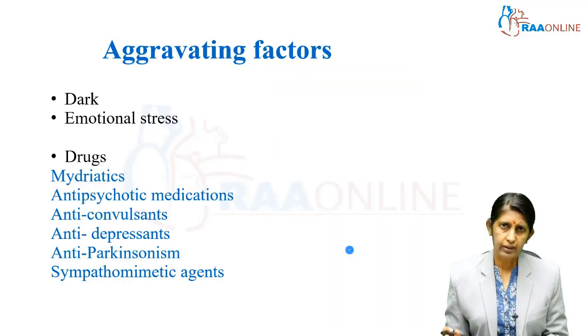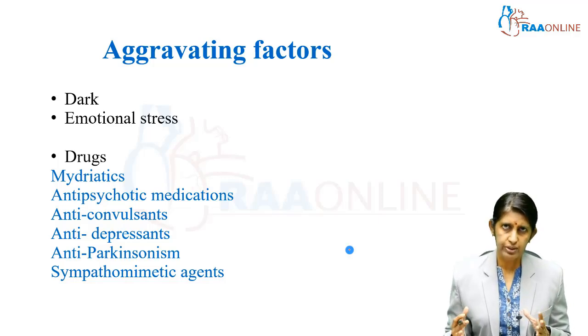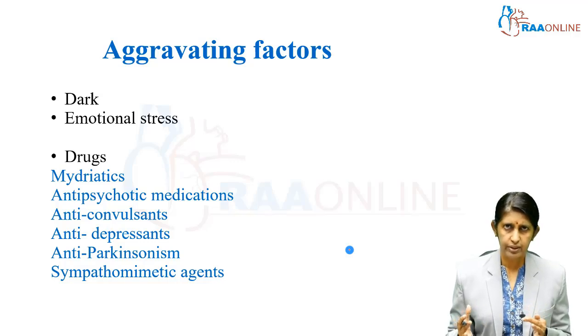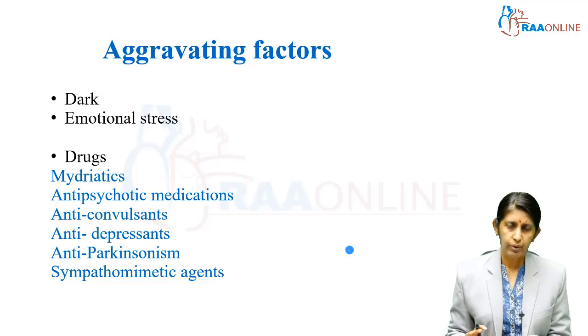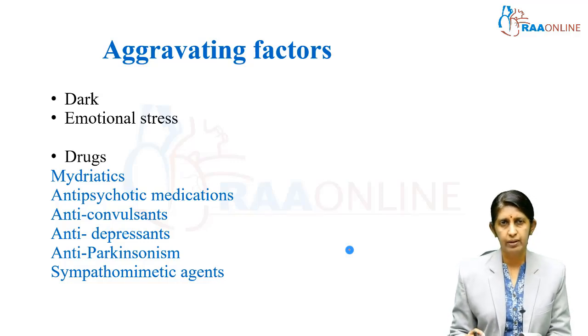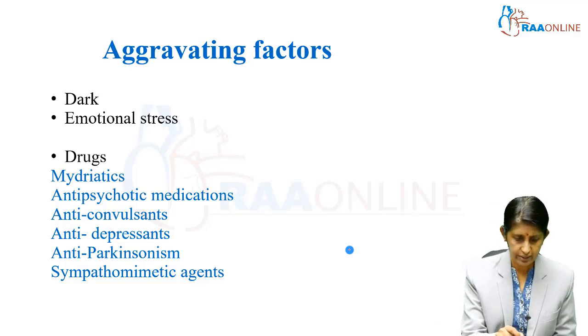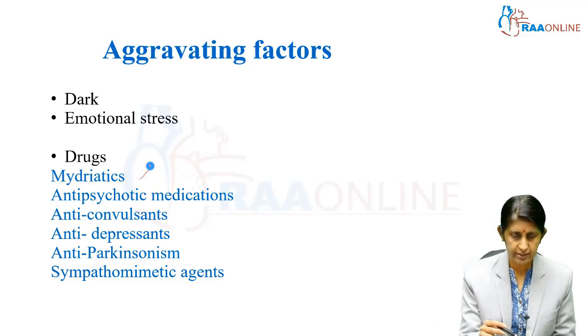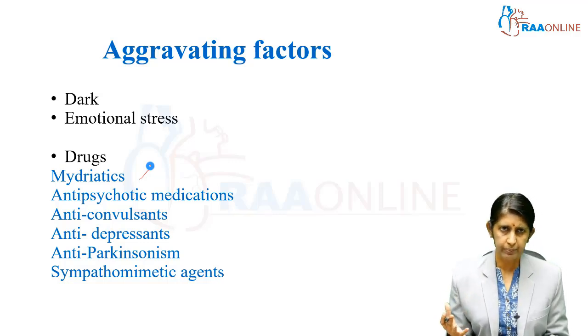So what are the aggravating factors for angle closure? Basically, it is mydriasis. Anything that causes the pupil to dilate can be an aggravating factor for angle closure glaucoma. So what are the conditions in which the pupil can dilate? Of course, the most common is drugs. Any drugs that we may use, such as mydriatics.